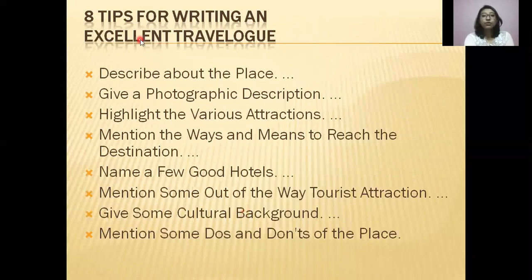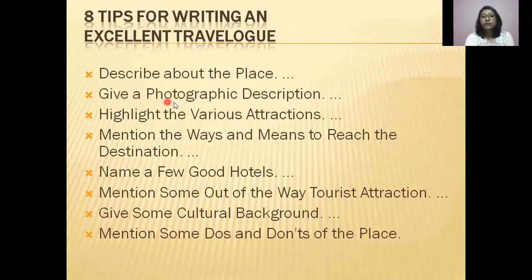Now, I'm going to give you some tips on how to write an excellent travelogue. So here go some of the tips. Firstly, you have to describe the place in such a way that you do not miss out any information about the place. Suppose you are describing Pokhara, then you have to describe how to get there, what are the different sites you can see over there, what are the different places you can go, everything about the place.